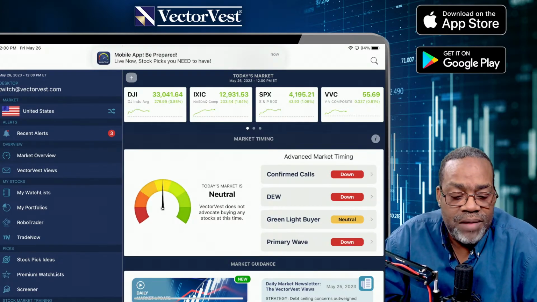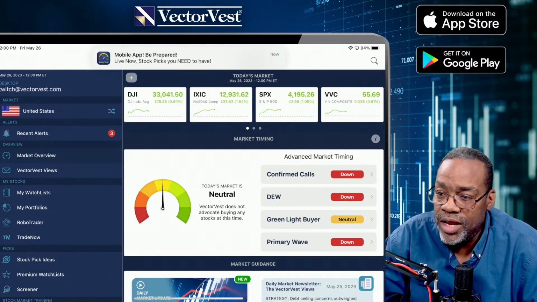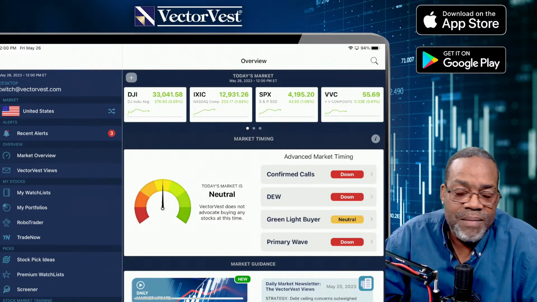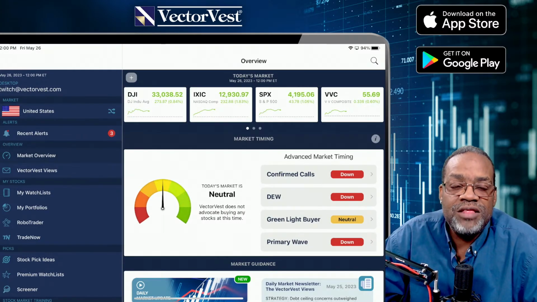My name is Glenn Tompkins, senior instructor here at VectorVest, and this is all about the mobile app and being able to utilize it and be on the road, be out and about without being tethered to your computer all day, to still make the right decisions.